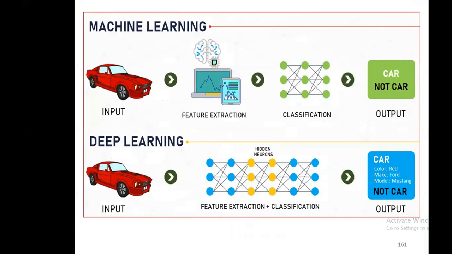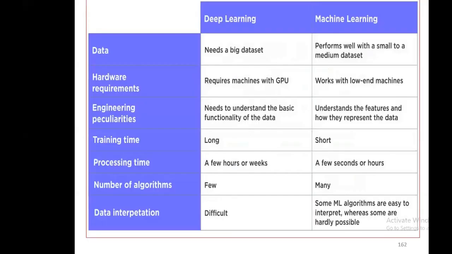But where human intervention is present, that is machine learning. There is no human intervention in deep learning. Feature extraction, then classification, final output. Here, see, I am using hidden neurons. Features, n number of, there is no restriction. You can use n number of layers and input layers. This is the difference between deep learning and machine learning.